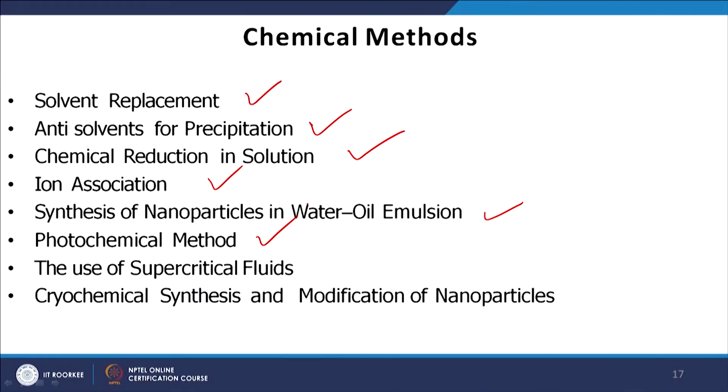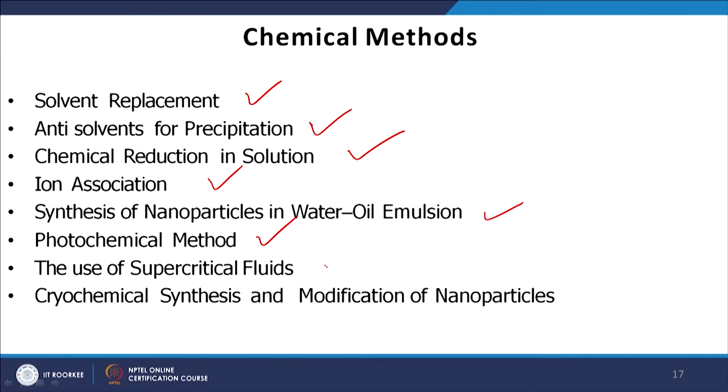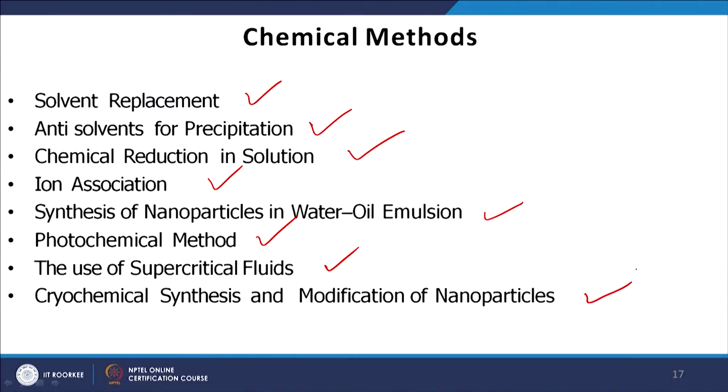And then the photochemical method, I mean one can also induce a chemical reaction by shining light, that is called the photochemical method. And the use of supercritical fluids. So, if someone condenses or allows the fluids to condense beyond its supercritical temperature, one can also get a supercritical fluid. And then cryochemical synthesis and modification of nanoparticles.